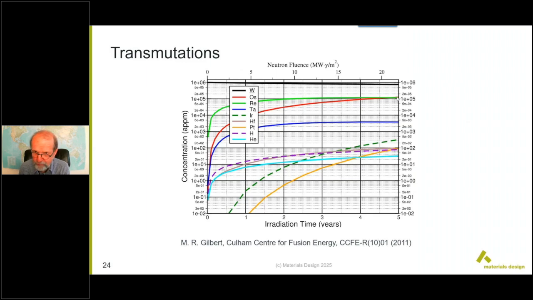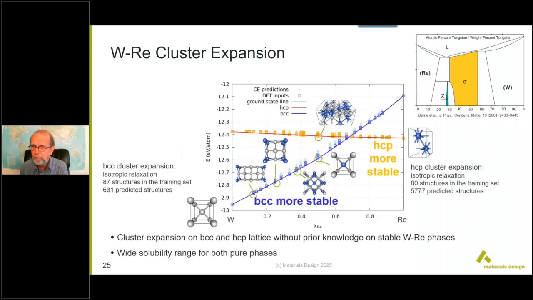Now, what happens to the properties of a material when you basically do the alchemy and change the material itself? Well, that can be answered by simulations using the so-called cluster expansion. And in this case, we looked at the behavior of tungsten when you transform and transmute part of the atoms into rhenium.